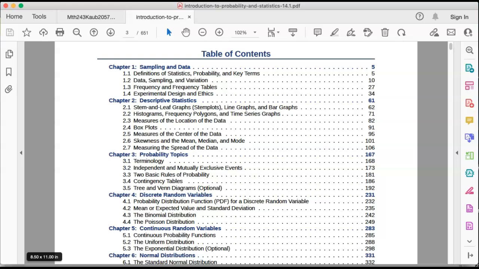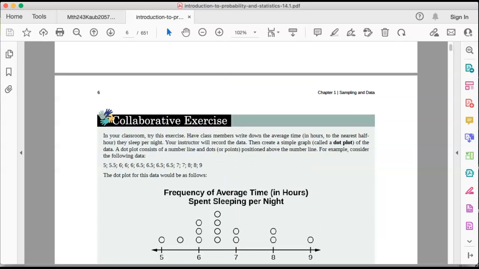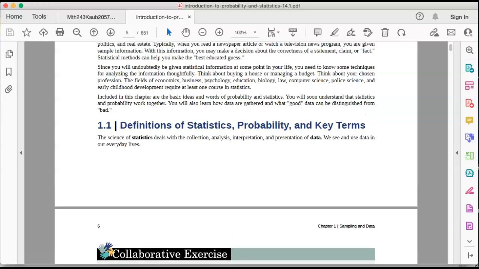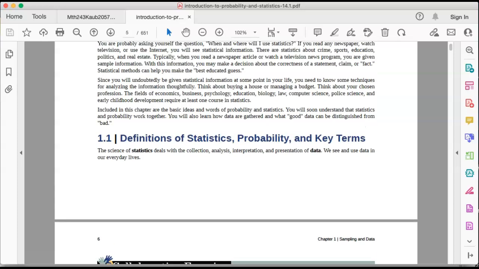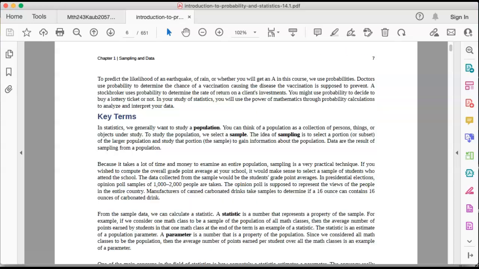So when you're looking through this, make sure you download the book. Open it up. You want to go to Chapter 1. You want to read through the book and look at the highlighted words and make sure that you understand those definitions and what they are. Like the first thing they talk about is the science of statistics and what data is. And they talk about key terms. So you'll see all of these key terms here.